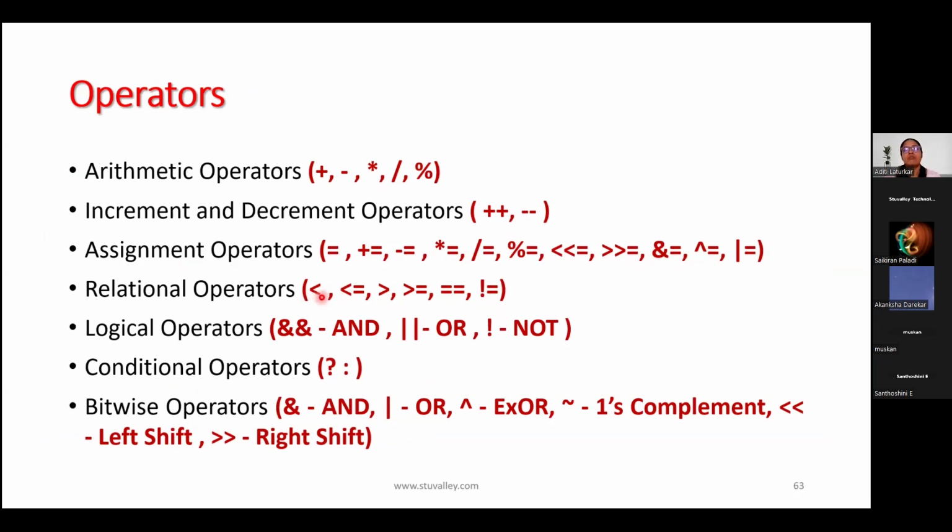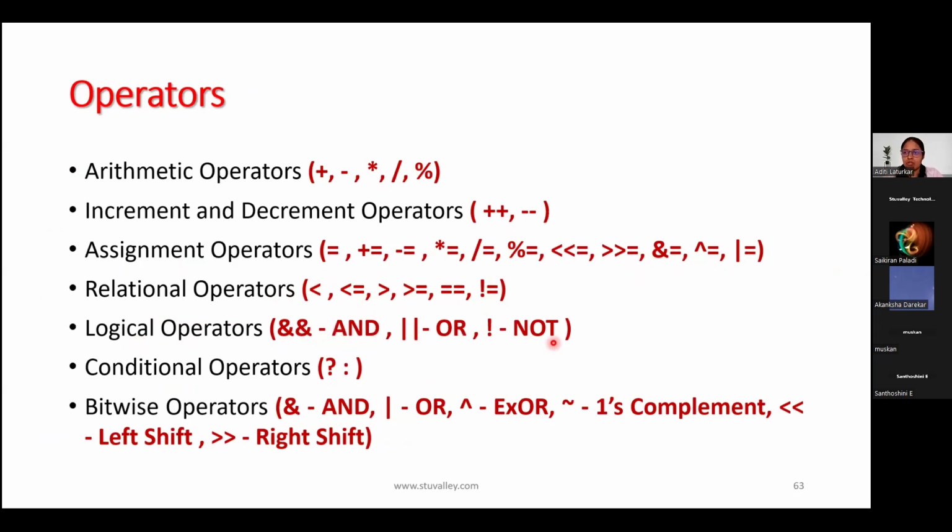So the relational operators are less than, less than or equal to, greater than, greater than or equal to, equal to equal to, which we check for equality, and not equal to. All these are relational operators. We are going to see the relational operators in the control statements. Okay. And also logical operators.